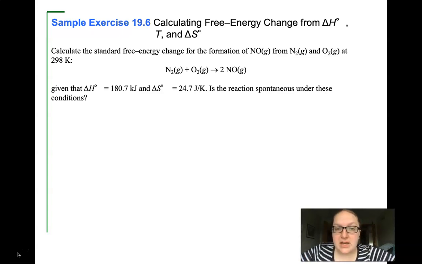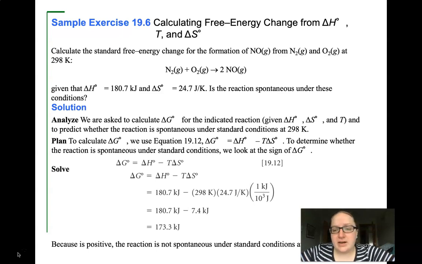one. So this first one asks you to calculate free energy change, so delta G, from delta H, T, and delta S. So we're going to use that very first equation we were given. We were given some information. We were given the formal equation. We were told delta H and delta S. We were also told the temperature is 298 Kelvin. So all of this is going to be pretty much plug and chug.